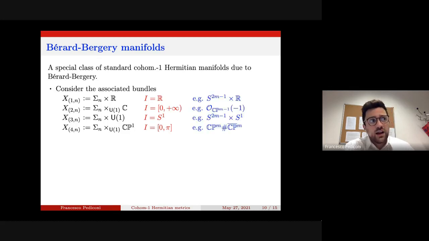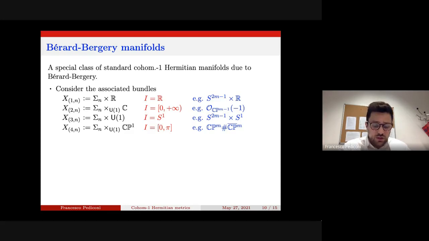Just to give some concrete examples of what you can get by means of this construction: if you start with the Hopf fibration over the complex projective space, then the four spaces you get are the following. You get the product of the odd sphere cross R in the first case, or you get the tautological line bundle over the projective space in the second case. In the third case, you just get the linear Hopf manifold, so the odd sphere cross S1. While in the last case, you get the connected sum of CP^m with another copy of CP^m with opposite orientation, which is the higher dimensional analog of the Page manifold.